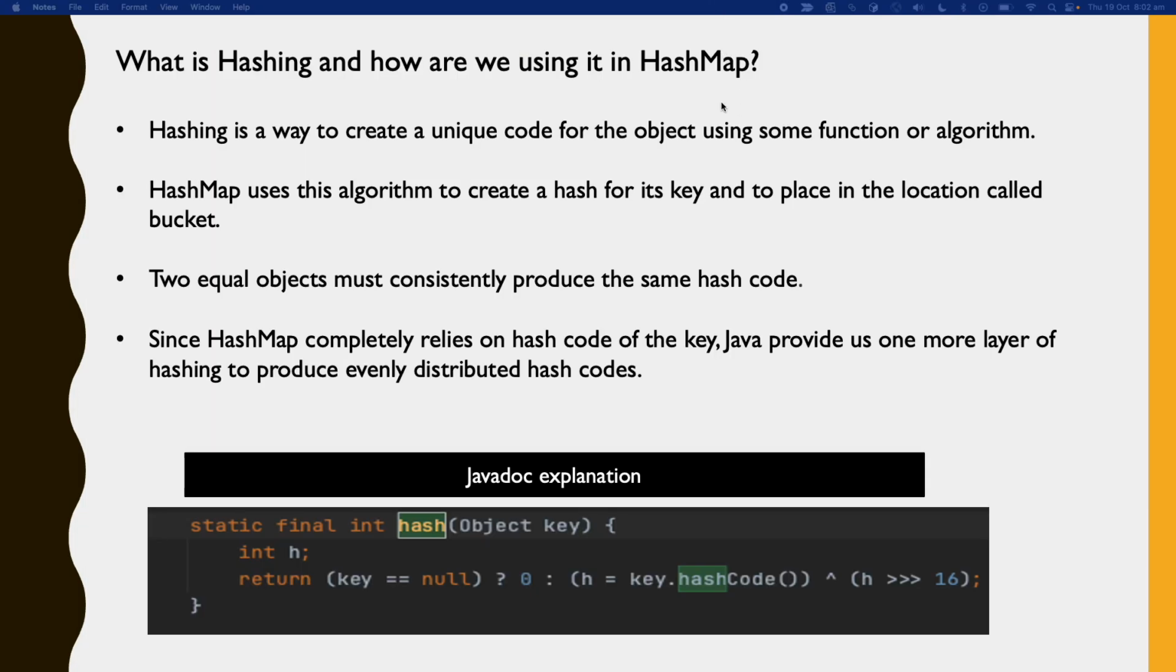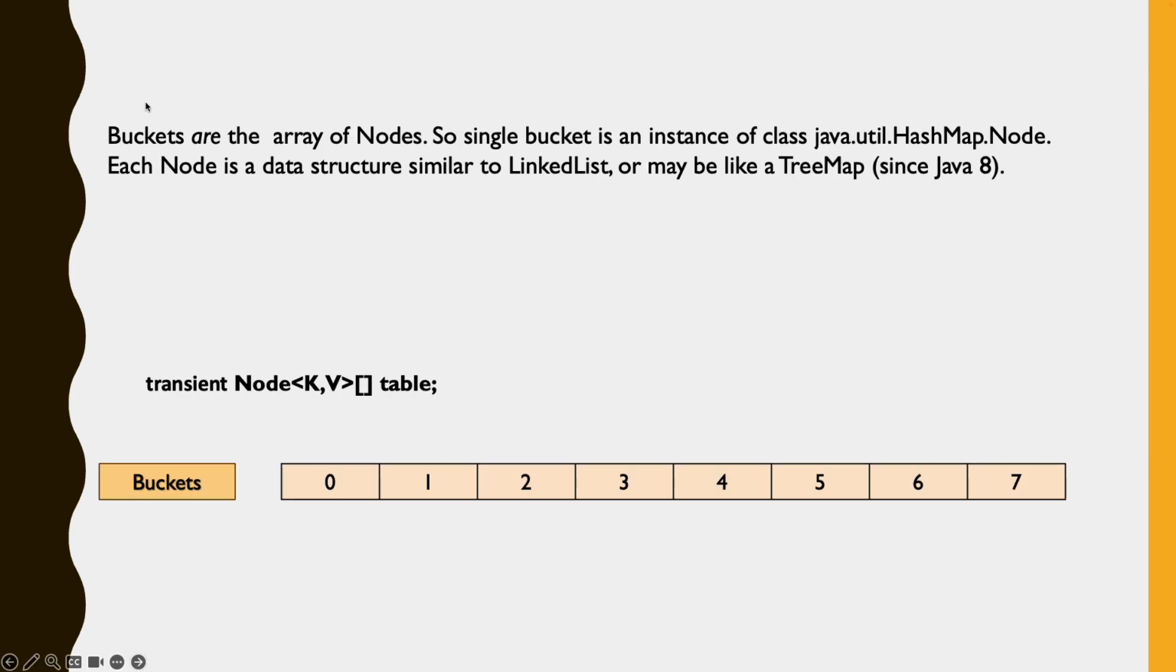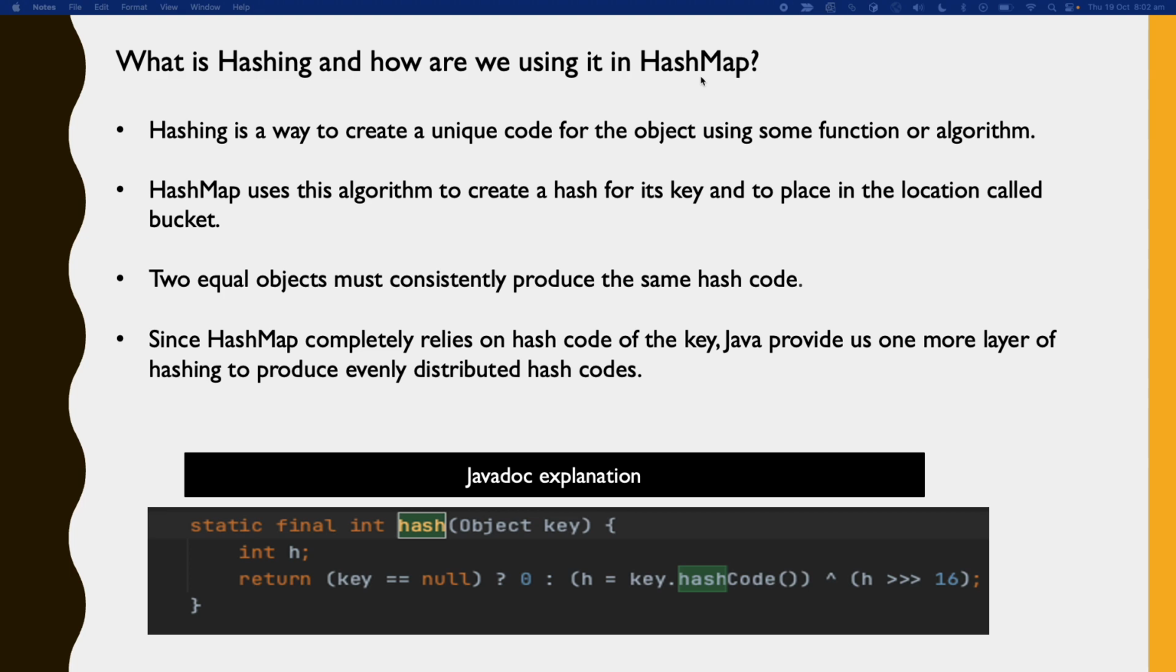How does HashMap work? HashMap has a key and a value pair which it needs to store. So HashMap always stores its key and value pair in a bucket. What is a bucket now? A bucket is nothing but the array of nodes. This is from the Java code. Here we can see that the array of these nodes is called a bucket. So a single bucket is an instance of a single node class. Each node is a data structure similar to a linked list or a tree map. So HashMap always stores its key and value pair in a bucket.